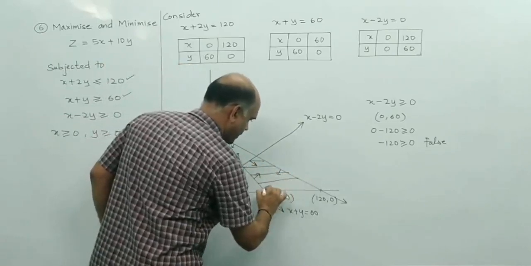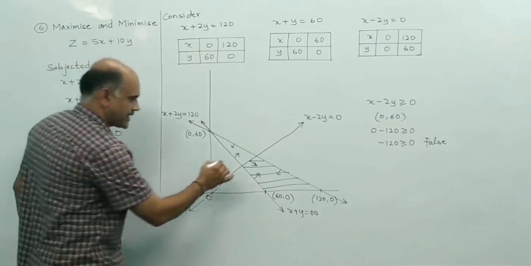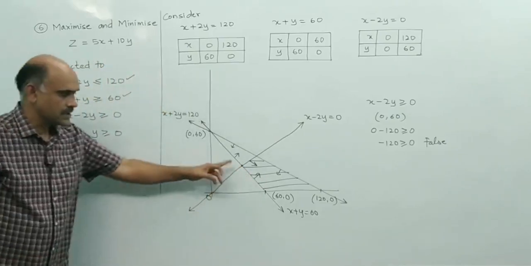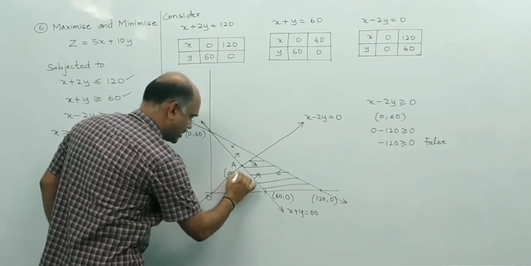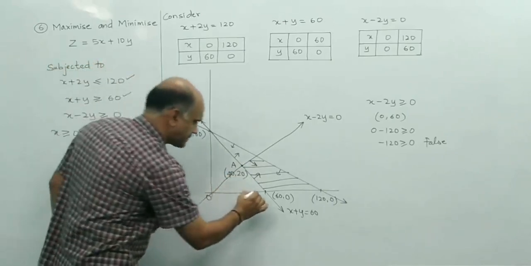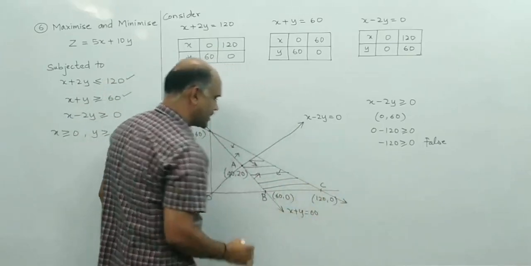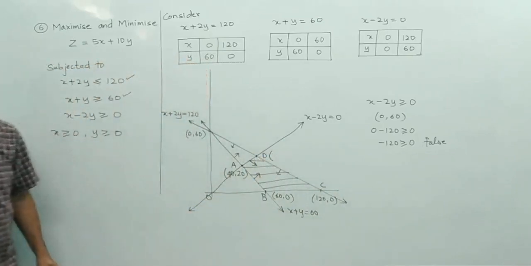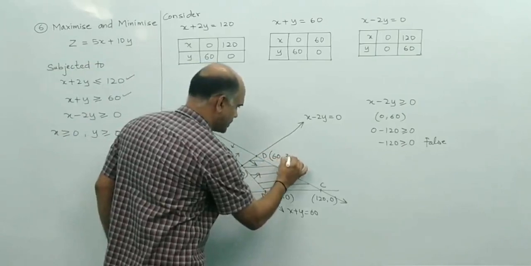So again from the graph, take all the corner points. If I take all the corner points, the first one A is 40, 20. This is B, 60, 0. C is 120, 0. This point is D. So D you will get as 60, 30.